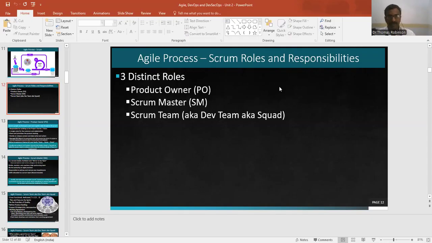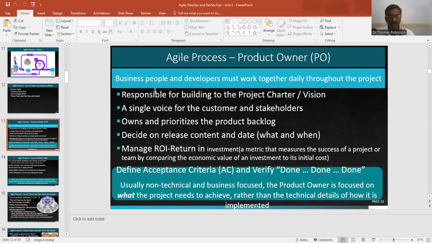In this Agile process, we look at the Scrum roles and responsibilities. Under that, there are three distinct roles. The first role is known as the product owner, the second is the Scrum master, and the third is the Scrum team. So there are three roles: one is the PO, that is the product owner, the next is the Scrum master, and the next is the Scrum team. First, we can look at the product owner.